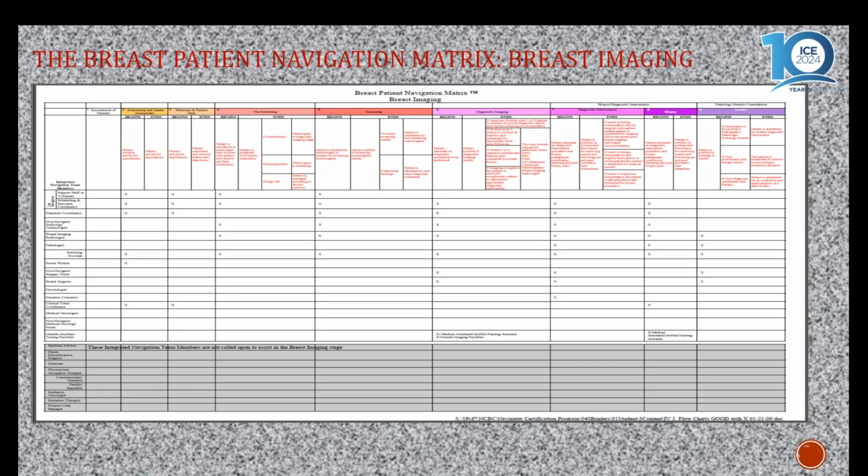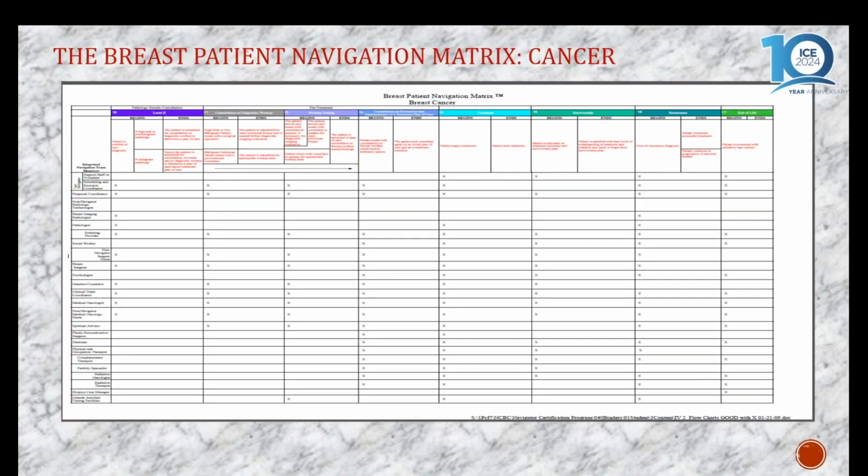The imaging matrix is everything that happens in the imaging portion, from patient recruitment right up to when the patient is diagnosed with a cancer. And then the cancer matrix is from right when the patient is diagnosed with a cancer to end of life.